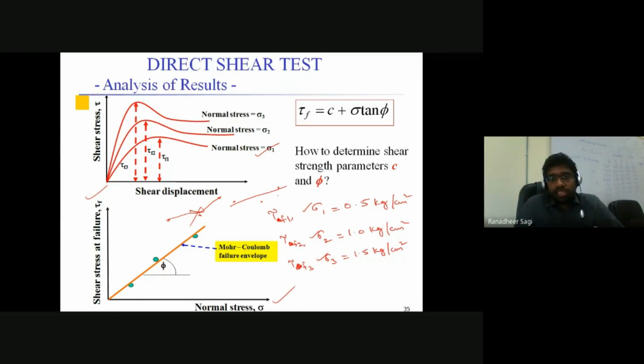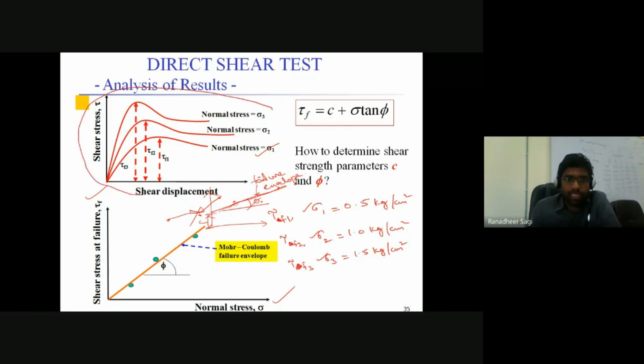In the process of fitting the best possible straight line, extend that line, and wherever it intersects your vertical axis, we call that intercept C, and the slope of this is what we represent as phi. This line itself we are calling the failure envelope. Now, what is this top curve? What is this graph we have here representing? Let us please try to understand this.